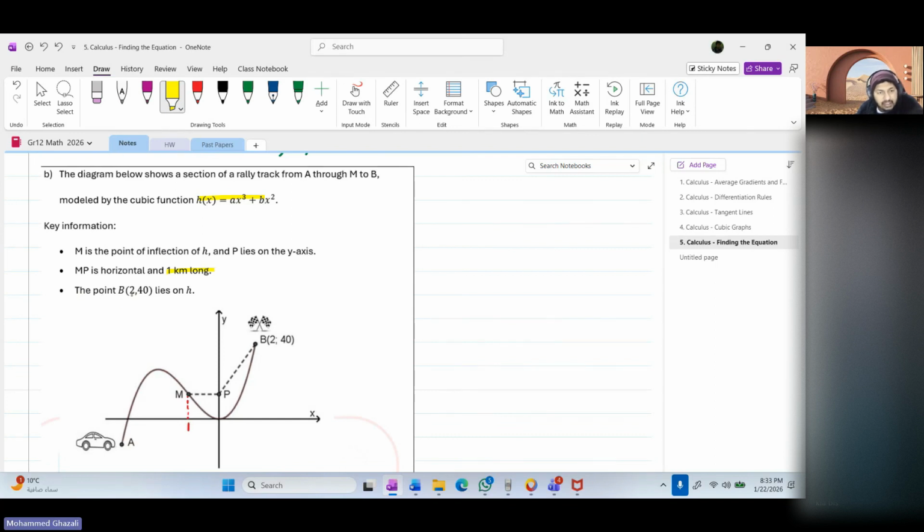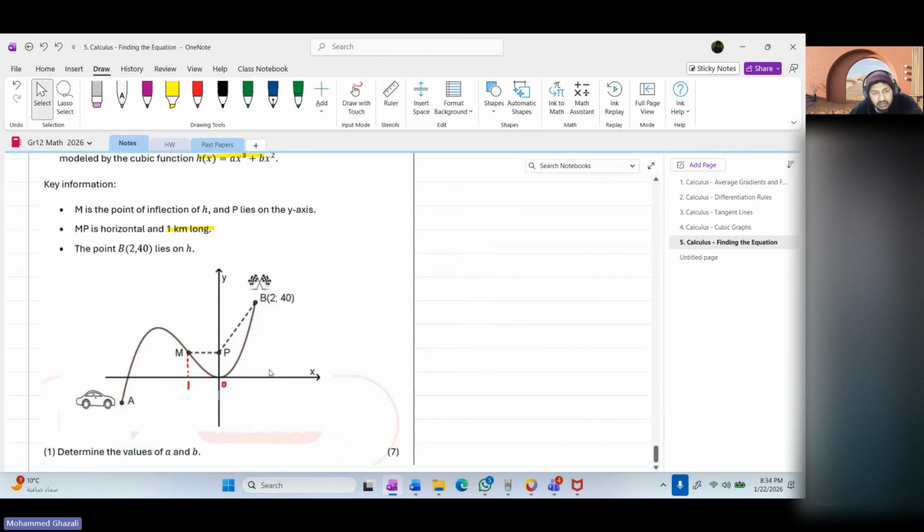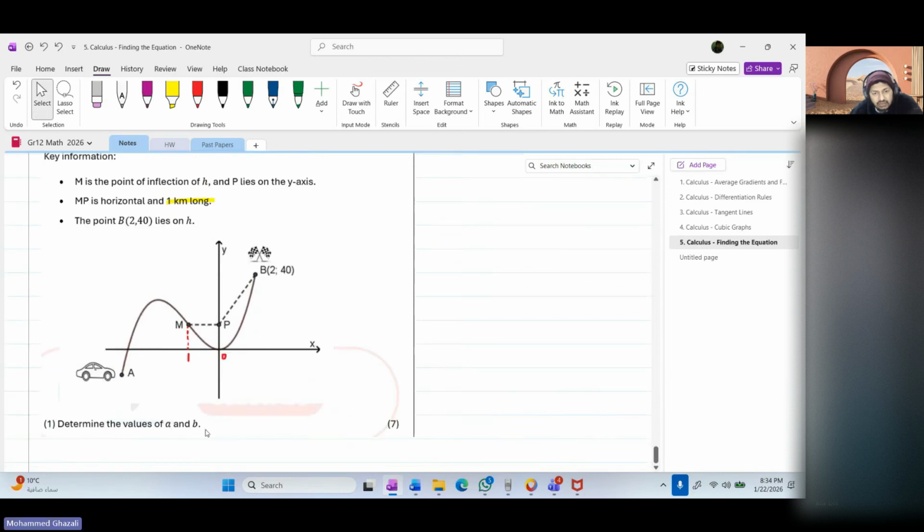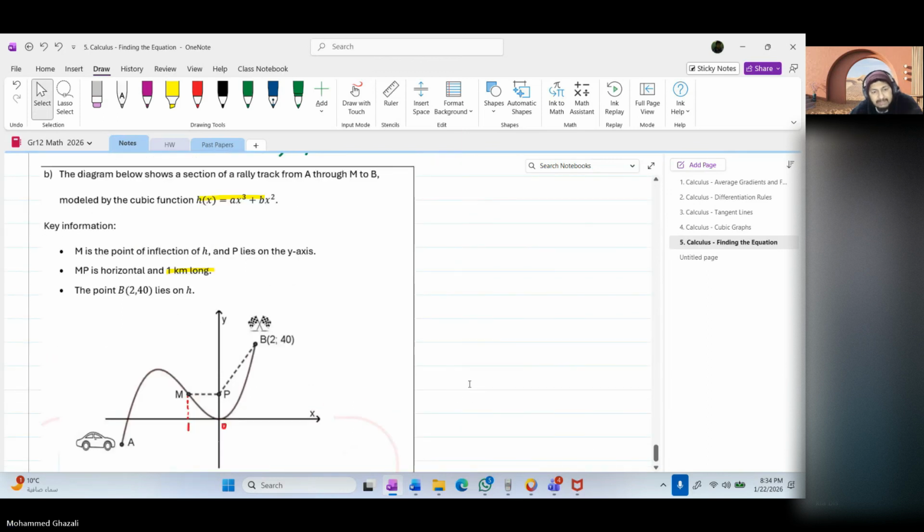The point B is (2, 40) and lies on h. That's fine. We can see there's a y-intercept and x-intercept of 0 there as well. The y-intercept is 0 and it's represented there. Let's look at the first question: determine the values of a and b.